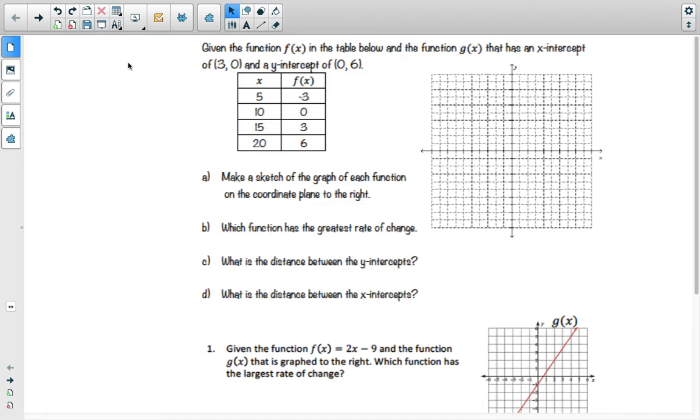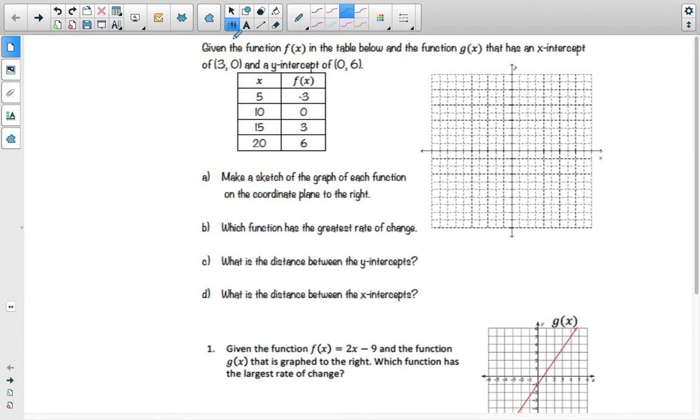So the first thing we want to know is f of x has this table. We need to know the slope and the y-intercept. Same thing with g of x. We have an x-intercept of (3, 0) and a y-intercept of (0, 6). So we need to find the slope-intercept form of g of x. They are two different functions, which is why they're called f of x and g of x.